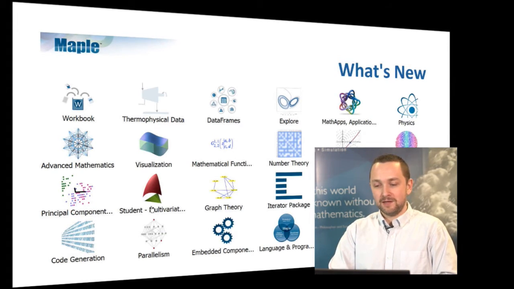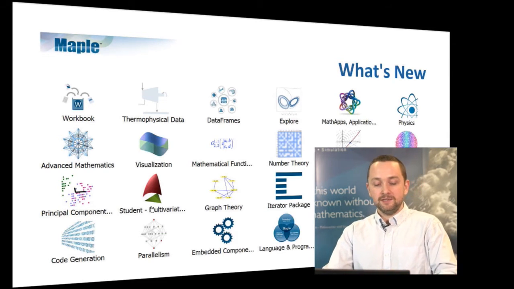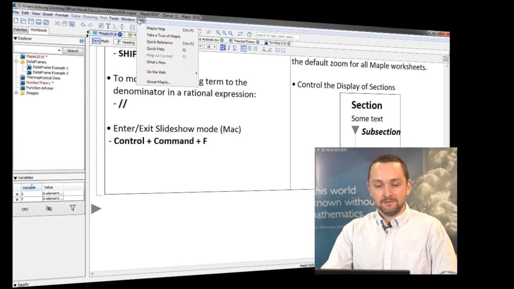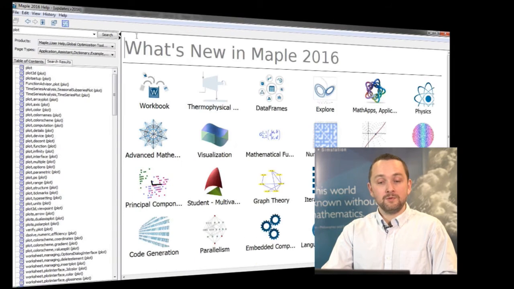If you're inside of Maple 2016, this same slide deck, you can view a lot of this content through the What's New in Maple 2016. So you go Help, What's New, and this will give you that same breakdown. And if you wanted to get more information about, say, what's changed in graph theory, or what is the new iterator package, you can just click on one of these. It'll bring you to a What's New page, which gives you examples, it gives you content that you can work with.